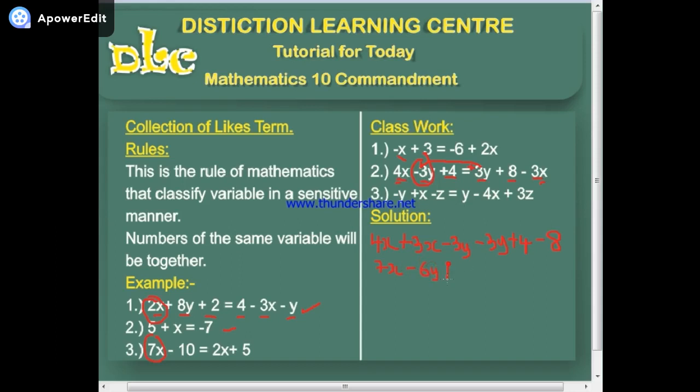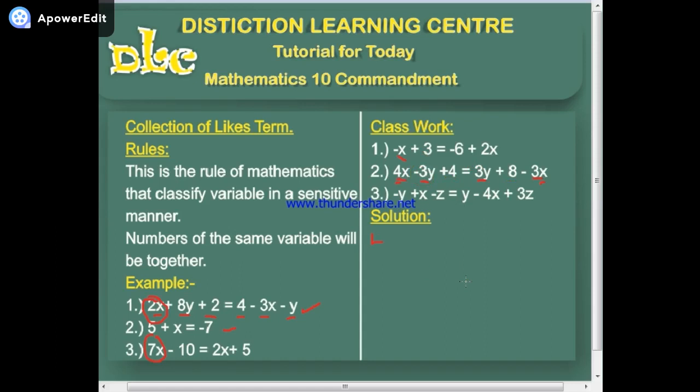So plus 4 minus 8 will give us what? Minus 4. That is a debt of 8, and you have 4 in hand. So if you pay that 4, it will remain a debt of 4. So that means our solution for question 3 is 4x minus 6y minus 4. So we are done with that. I think you are getting it. I know that it's very simple to you now.